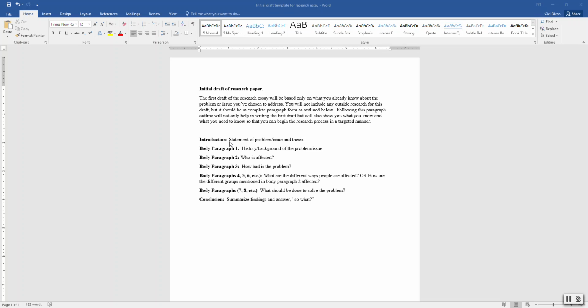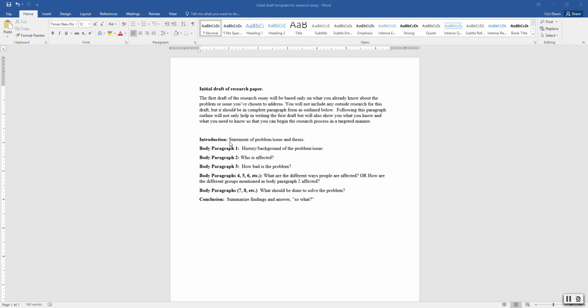Or you could structure these paragraphs according to this question: how are the different groups mentioned in body paragraph 2 affected? So you could break this section down by ways people are affected, way 1, way 2, way 3, or you could break it down by the groups that are affected, group 1, group 2, group 3. And again, you could have 2 body paragraphs here, 3 body paragraphs, 4 body paragraphs.